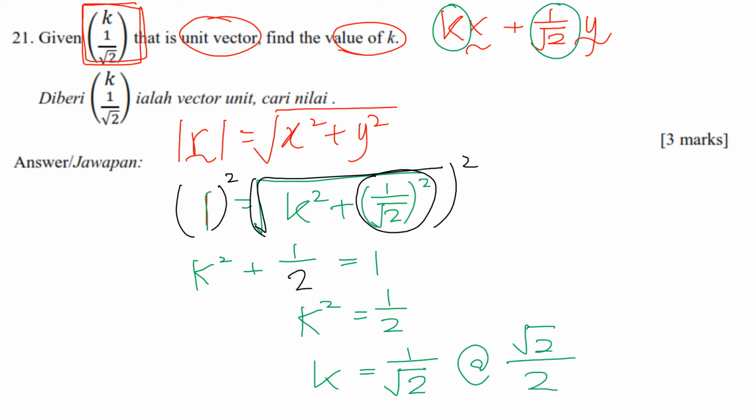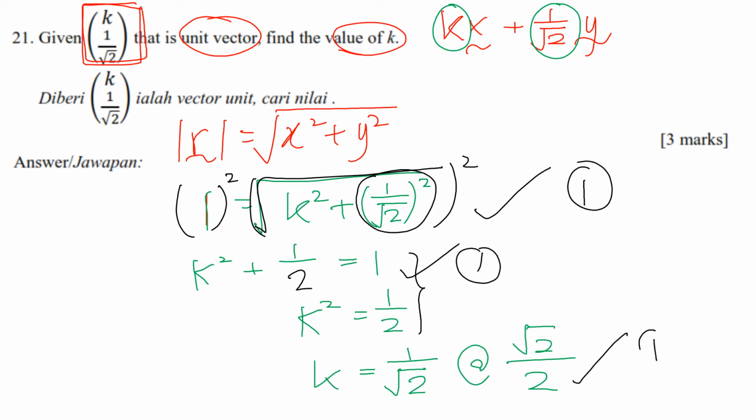So this question is of 3 marks. Where are the 3 marks? Okay, the 3 marks will be here. You perform this correctly, 1 mark. Then you have this one as 1 mark. Either one of these, then the answer, 1 mark. This is how you obtain your 3 marks. Okay, then we continue.